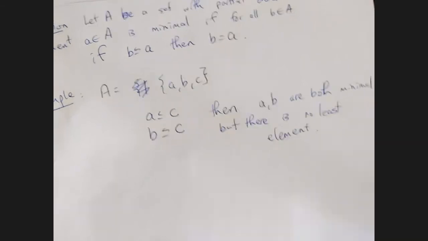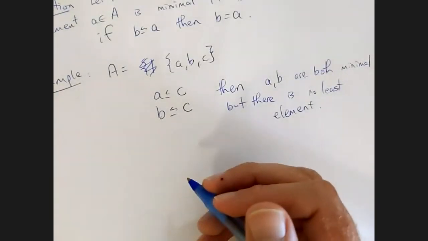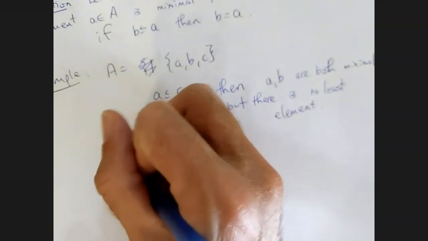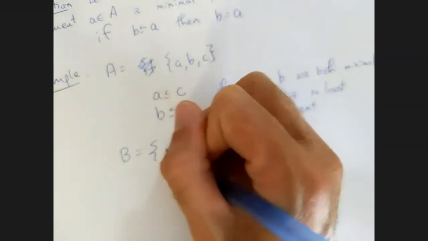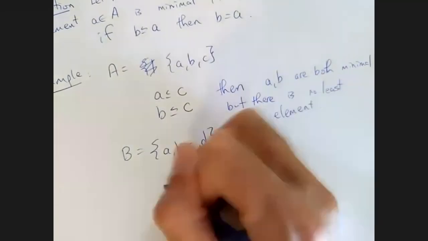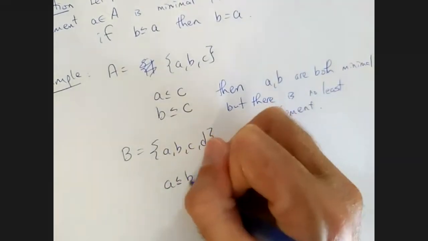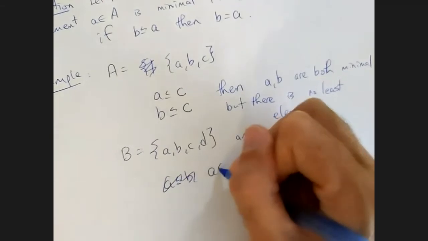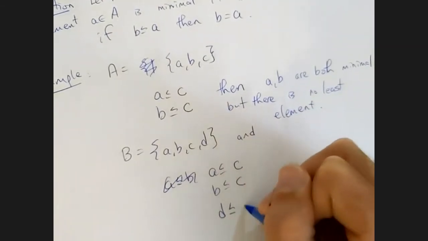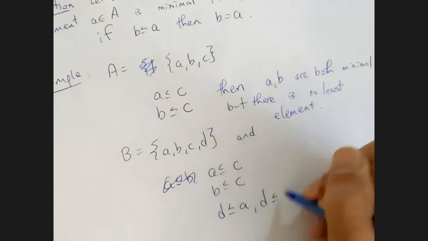On the other hand, the same example A, but if I use a different, or let's say B equals {A, B, C, D}, and A is less than or equal to C, B is less than or equal to C, and D is less than or equal to A, D is less than or equal to B.